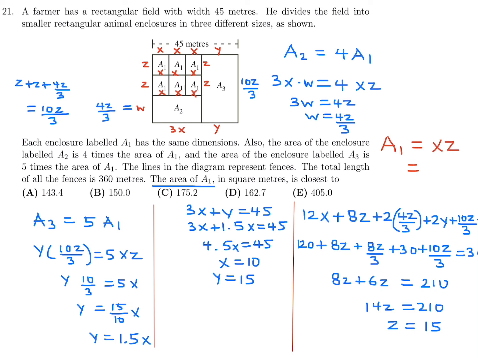Well, x is 10, and z we figured out to be 15. So therefore 10 times 15 is 150. And that's the answer. So number 21, the answer is B.